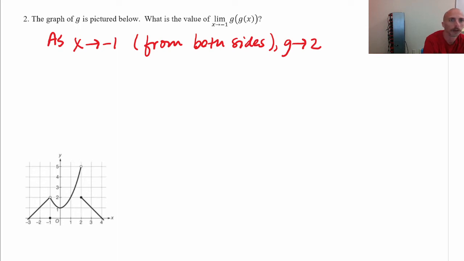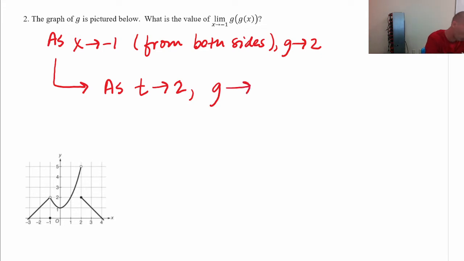All right, I'm back. So what I was trying to say was as x approaches -1 from both sides, g is approaching 2. So I feel like what's happening is we're interested in, and then I might say, okay, let's just bring in a new variable for discussion. As t approaches 2, g approaches, well, it depends on what side you're looking at. Okay, g approaches 2 different values.